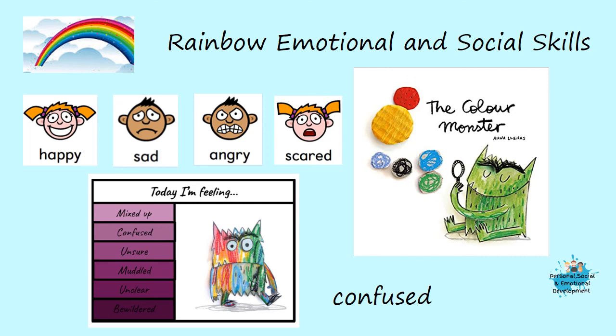Finally, I want to tell you about our emotional and social skills work. Last term, we covered the 4 main emotions of happy, sad, angry and scared. We're going to start this term by doing some work all about the story The Colour Monster, and this will bring together all of those emotions that the children have been learning about, but also introduce the idea of feeling confused and mixed up and not sure what emotion that you're feeling.